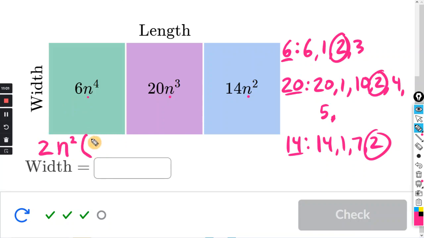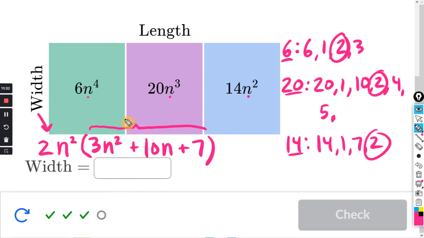6 divided by 2 is 3. N to the 4th divided by n squared is n squared. 20 divided by 2 is positive 10. N to the 3rd divided by n squared is n to the 1st, or just n. 14 divided by 2 is 7. And n squared divided by n squared is just 1. Okay, so they said the width was the greatest common monomial factor. So this part right here is going to be the length.